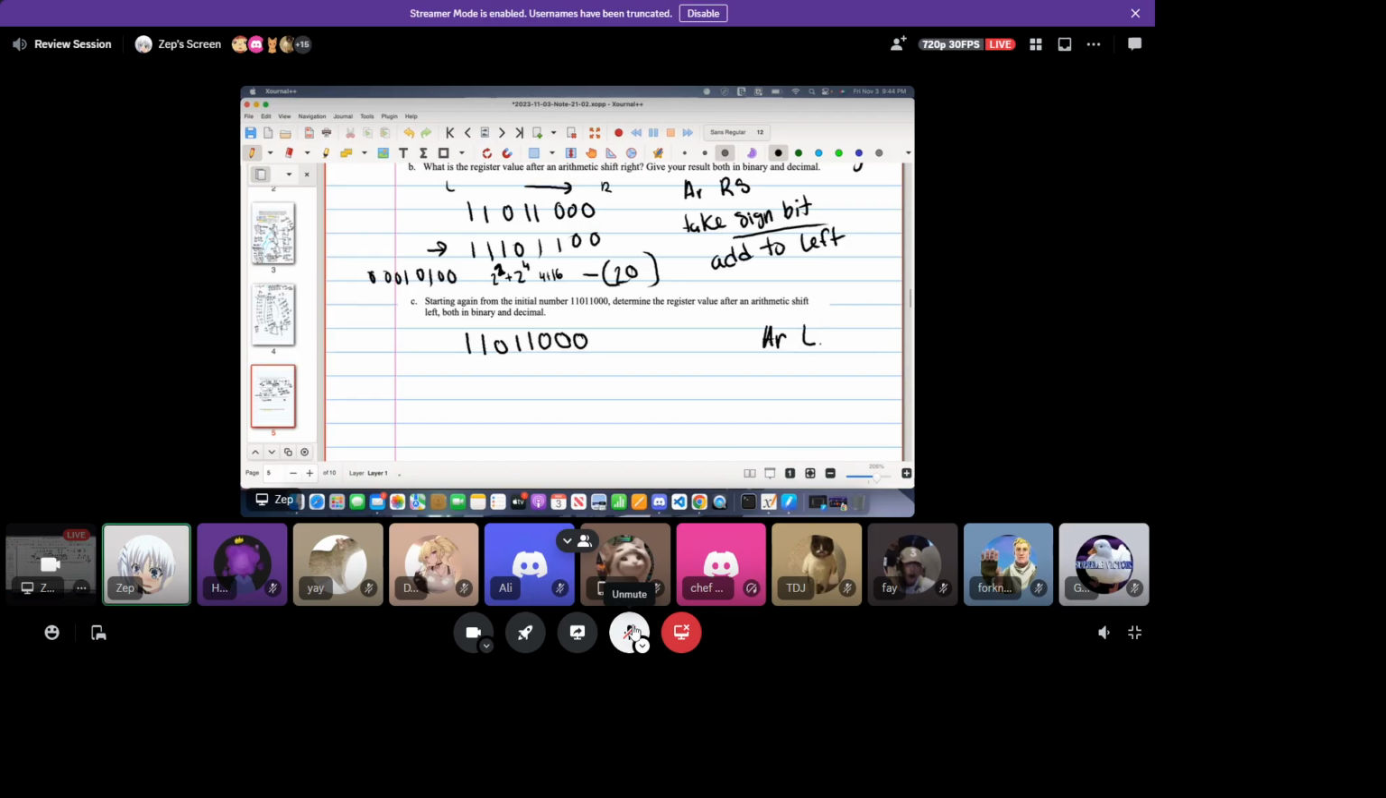This is left shift. So with left shift, we don't take the sign bit. Instead, we add 0 to the right and shift. So we have left, we have right. We're going towards the left, so we're shifting all the bits towards the left. So this is 1, 0, 1, 1, 0, 0, 0, 0. What is this value? You can do this yourself.